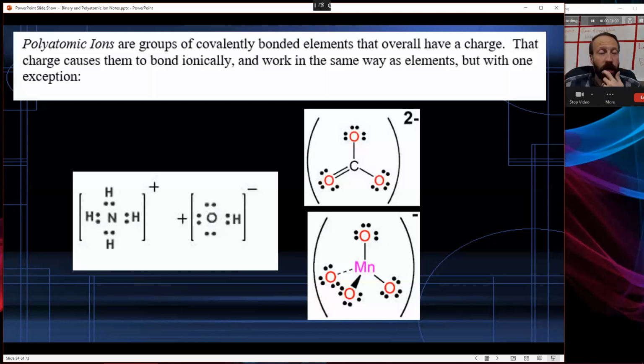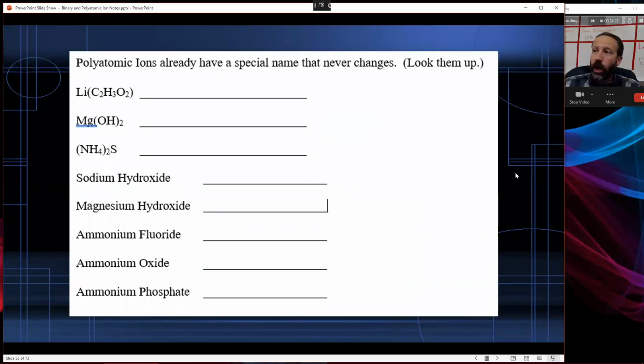Okay, so I want to talk to you about what a polyatomic ion is. If we could see them, it would look like this. It's a big group of atoms, polyatomic, many atoms, that overall they have a charge. And there's actually one polyatomic ion with a positive, and then all the rest of them have negative charges. Okay, so here is what we're going to do. Nothing different. But polyatomic ions have a special name. That's the only difference.